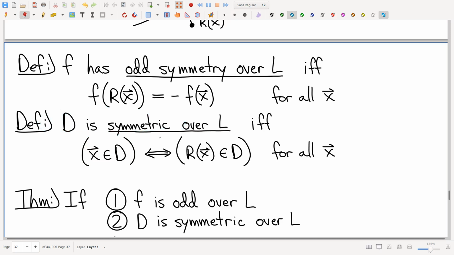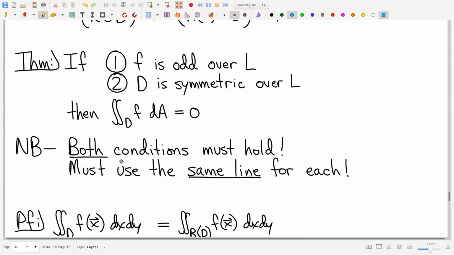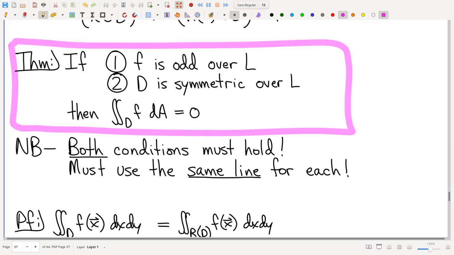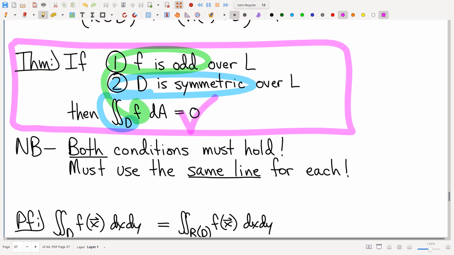Okay, so analogous ideas, reflecting over lines instead of the origin. And we get this very analogous theorem that I claim is actually really useful in lots of ways. If you have an odd integrand, and you're integrating on a symmetric domain, then your integral is 0. So not only do you not have to do the anti-differentiating and stuff like that, you don't have to do the slicing, you don't have to worry about bounds, you don't have to worry about corners. You just check these two conditions, boom, integral 0, you walk away.